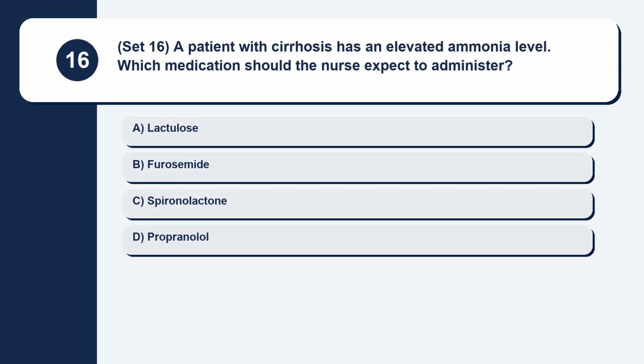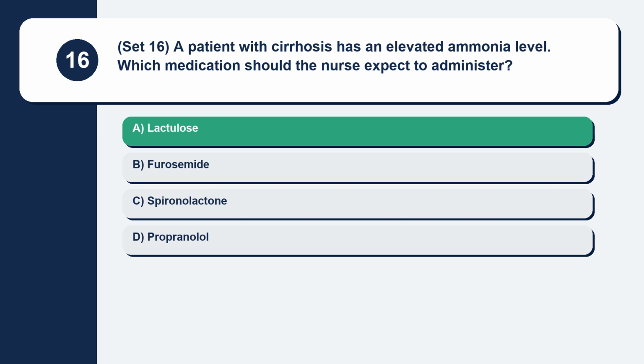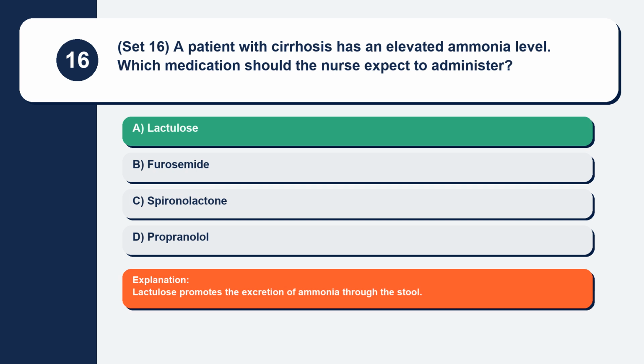Question 16. Set 16, a patient with cirrhosis has an elevated ammonia level. Which medication should the nurse expect to administer? Lactulose, furosemide, spironolactone, propranolol. Lactulose promotes the excretion of ammonia through the stool.